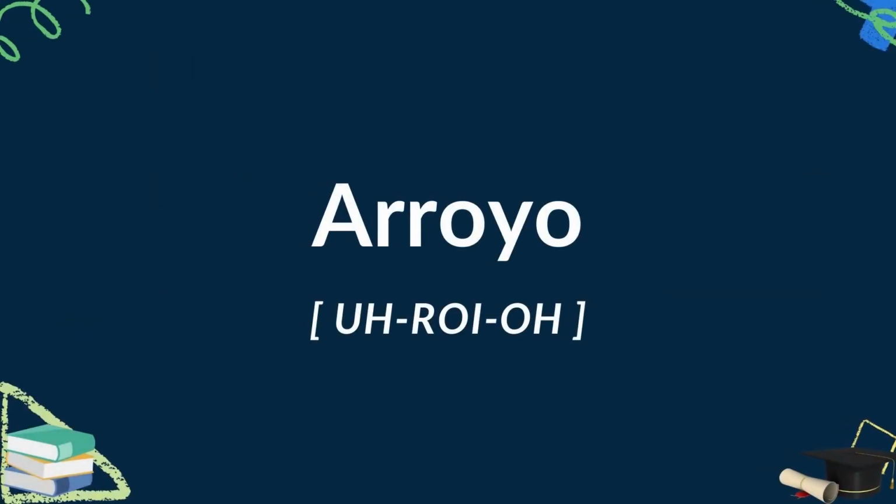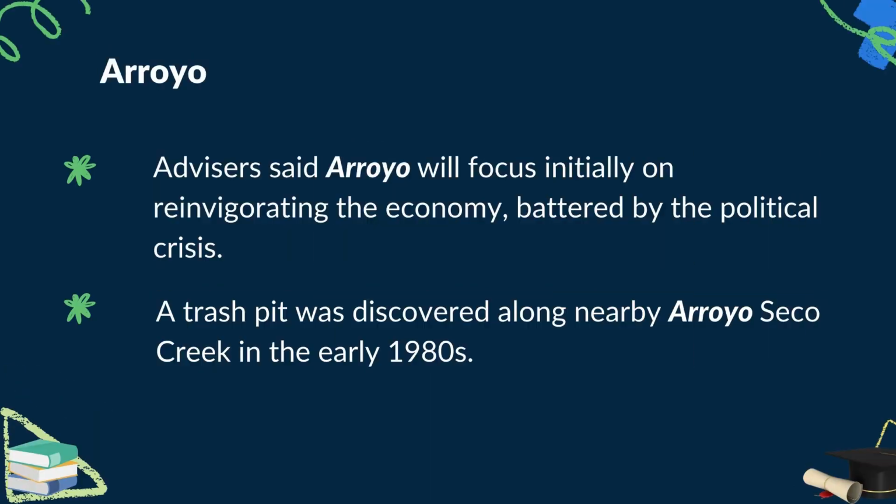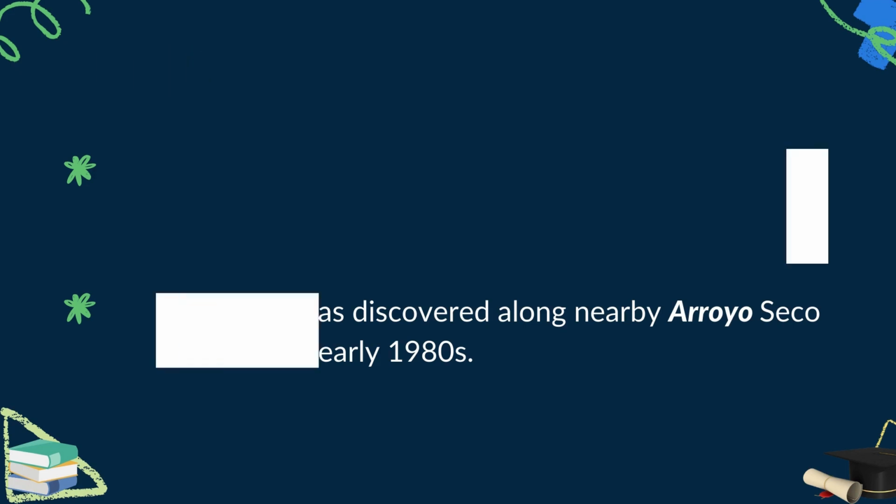The next word is arroyo. A-R-R-O-Y-O. Arroyo. Arroyo means gully, narrow channel formed by rainwater. Here are some ways you can use the word in a sentence. 1. Advisors said Arroyo will focus initially on reinvigorating the economy, battered by the political crisis. 2. A trash pit was discovered along nearby Arroyo Seco Creek in the early 1980s.